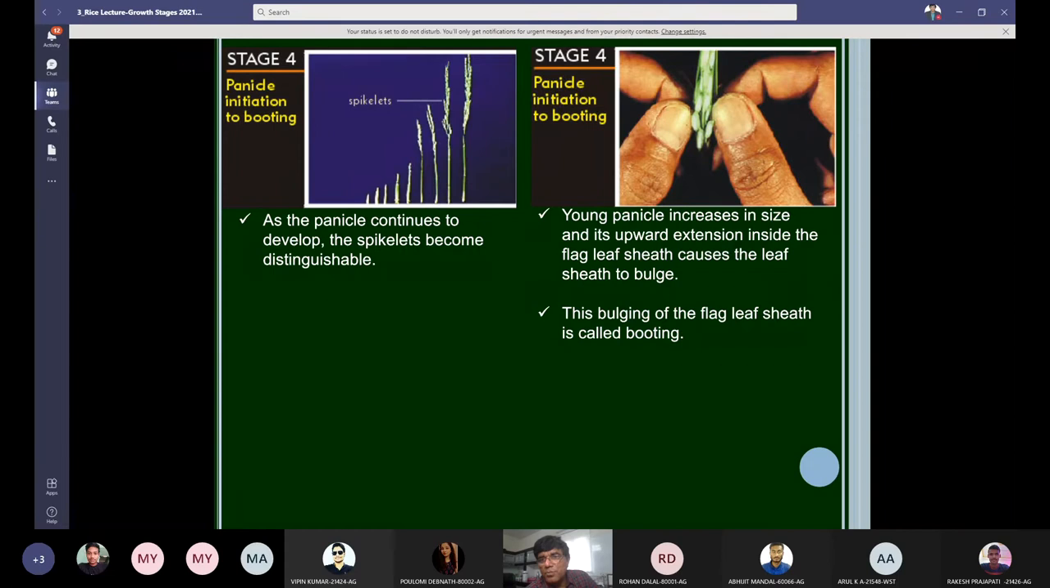So see, the person is holding this rice panicle in the fingers, and this is actually the boot leaf stage where the panicle is covered inside the flag leaf. So the young panicle increases in size and its upward extension inside the flag leaf sheath causes the leaf sheath to bulge. This bulging or swelling of the flag leaf sheath is called booting.